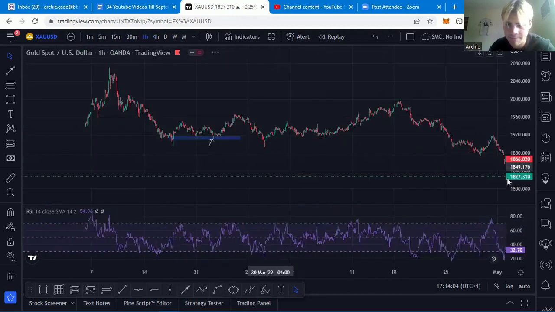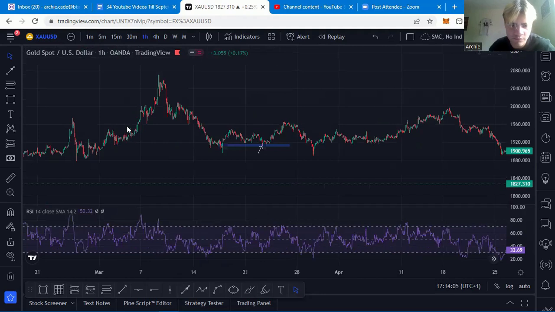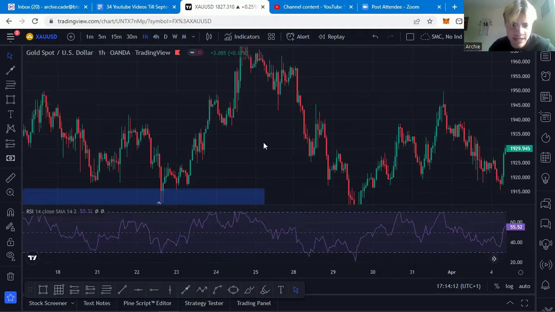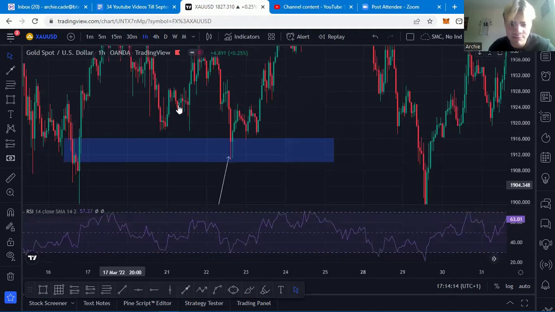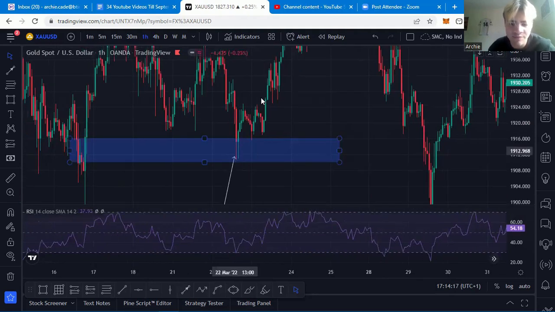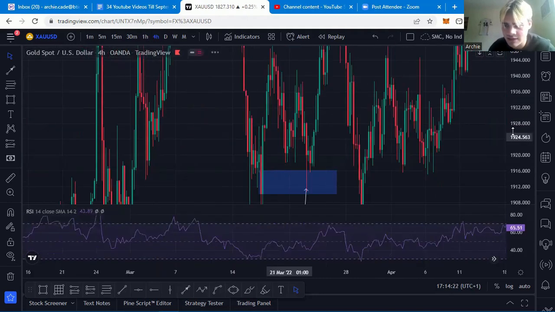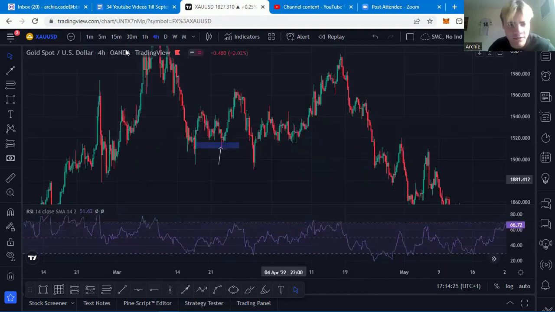Let's move into this here. But yeah, you can see this here. Boom, taking in on the 4-hour imbalance. Boom, we've seen an instant rejection and it flies. Let me try and find another one that's really clean that we can break down in further depth.